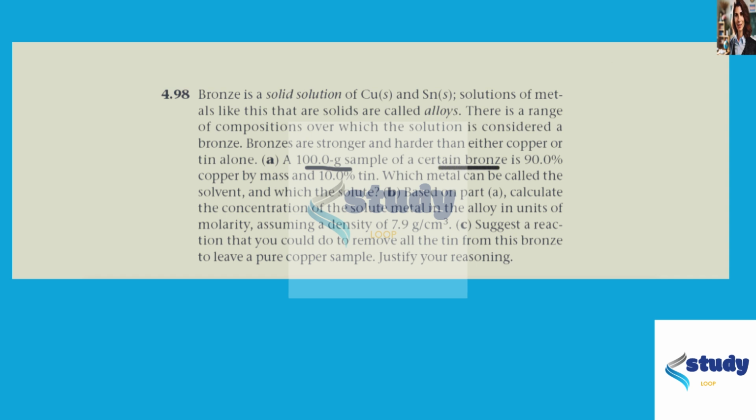Okay, so in this problem, in the first part we are given a 100-gram sample of a certain bronze, and we are told that bronze is a solid solution of copper and stannum, or tin. In this 100-gram sample, we have 90% copper and 10% tin. We have to find out which metal can be called the solvent and which is the solute.